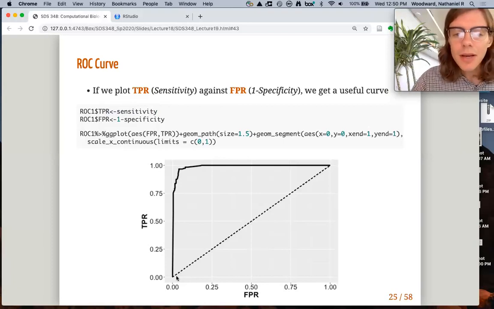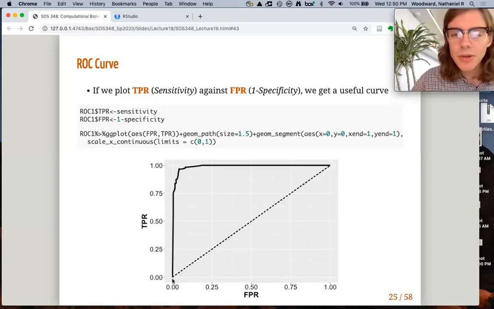It's a weird plot, right? But they're going to look like this. This is actually a really good one. So if you get an ROC curve, it's an old technique. It stands for receiver operating characteristic curve. People just call them ROC curves because that's a mouthful.